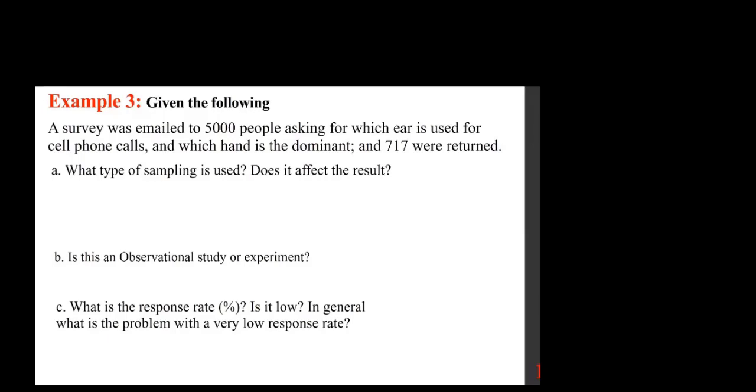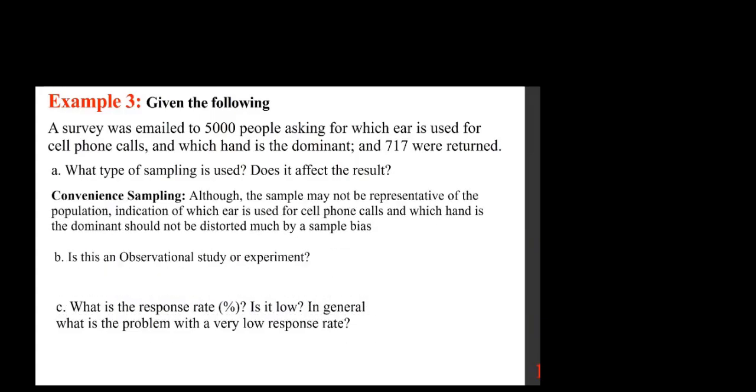So what's the answer to part A? Self-selected voluntary sampling. Absolutely, it's convenience sampling, because we are doing the survey and it is self-selected. And what about part B? Observational. There's nothing that we are changing, there is no treatment involved. And what about part C? How do we calculate that?